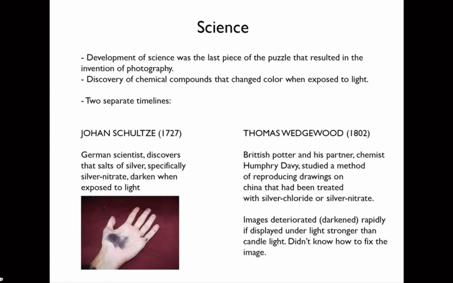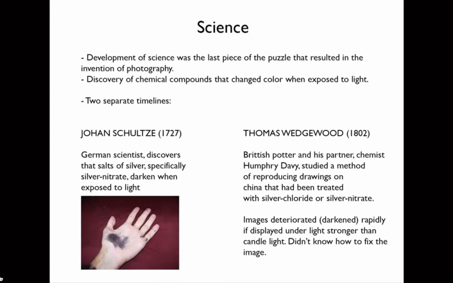Here, I'm going to show you two separate timelines. One was Johann Schulze, a German scientist, who discovered that salts of silver, particularly silver nitrate, darken when exposed to light. Everybody who has done darkroom photography may have seen hands like that, because silver nitrate still exists in darkroom or film photography today. When it reacts to light, it turns black.